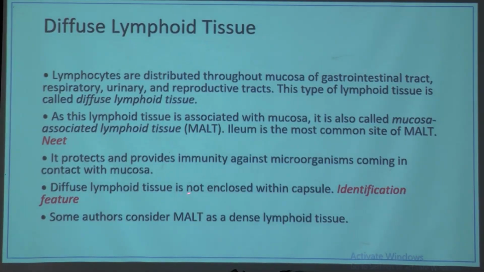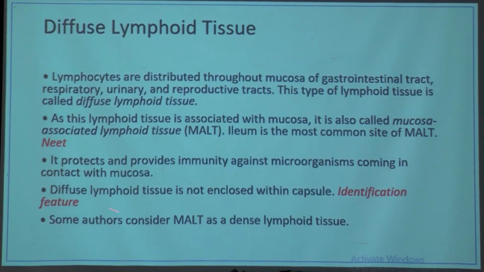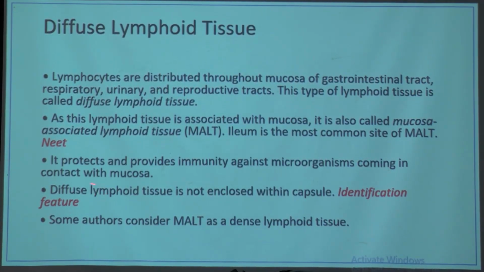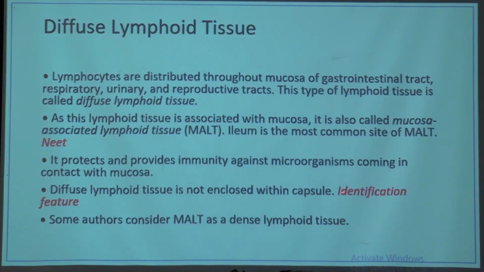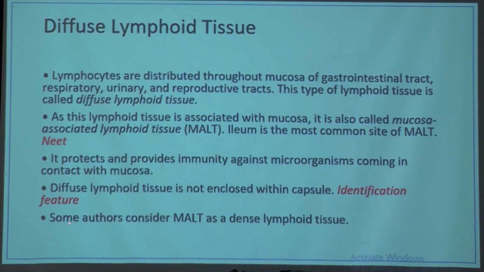Identification feature: diffuse lymphoid tissue is not enclosed within a capsule. Some authors consider MALT as a dense lymphoid tissue.